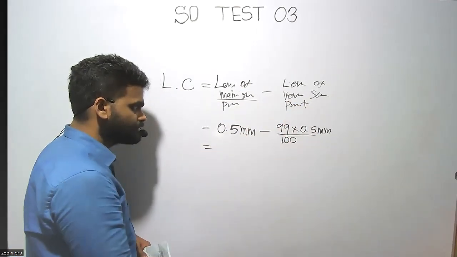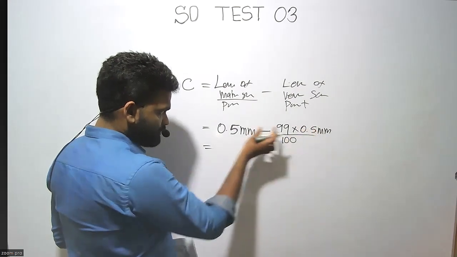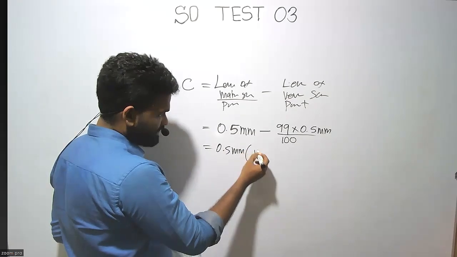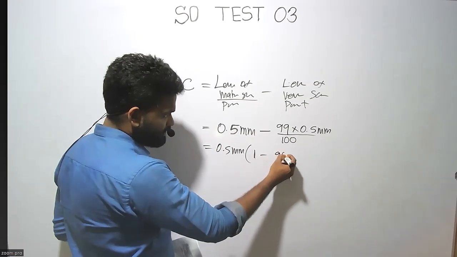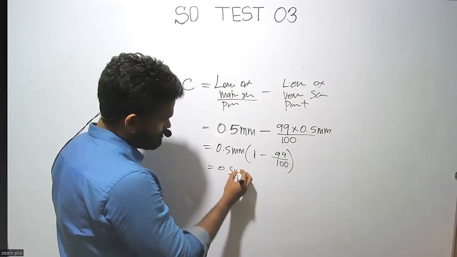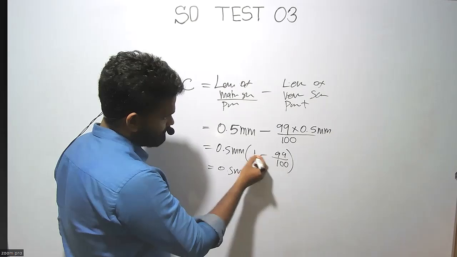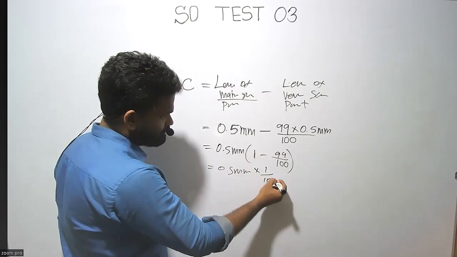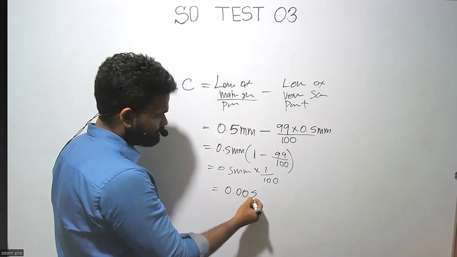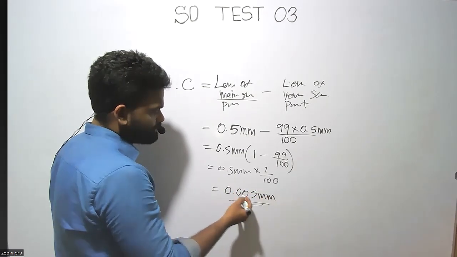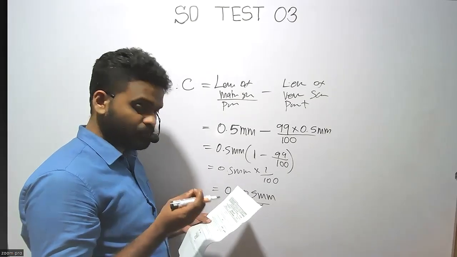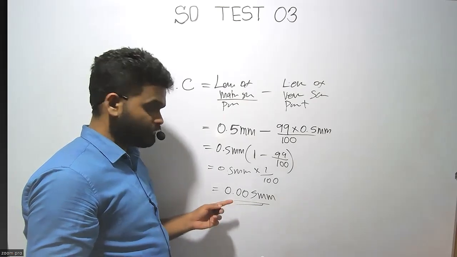Then you just have to do the simplification. I'll just take 0.5 millimeters out. So inside it is 1 minus 99 over 100. What is this? 100 minus 99, so it is 1 over 100. So when you divide this by 100, you just put 2 zeros here. So what do you get? 0.005 millimeters. So it has a very small least count, right? 0.005 millimeters.